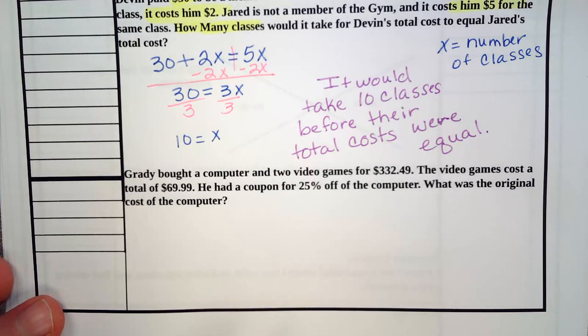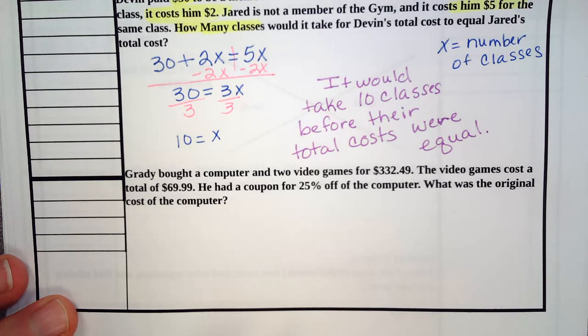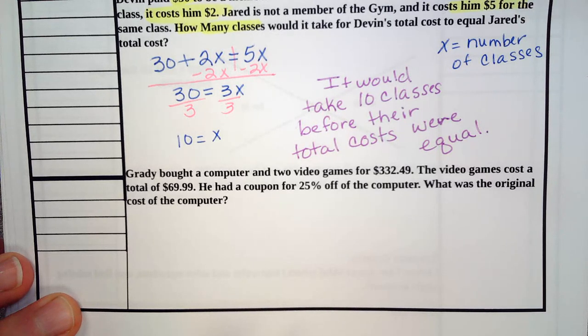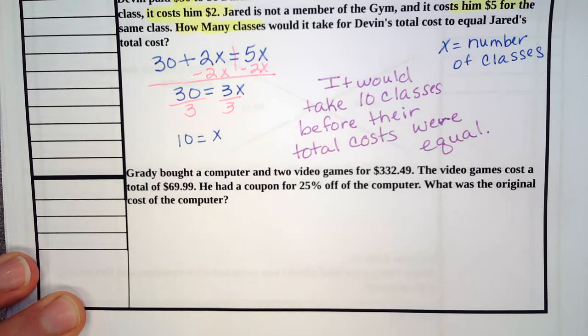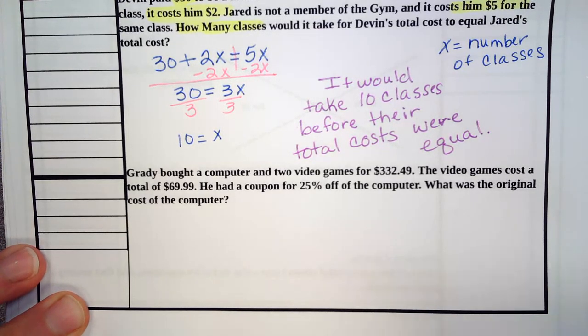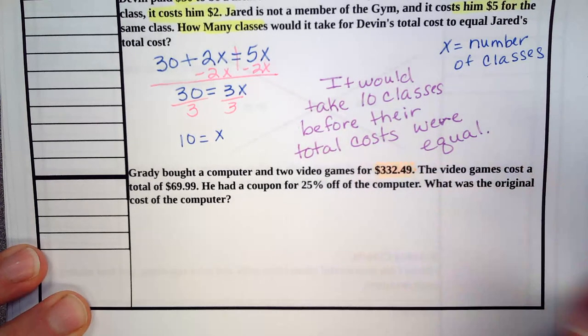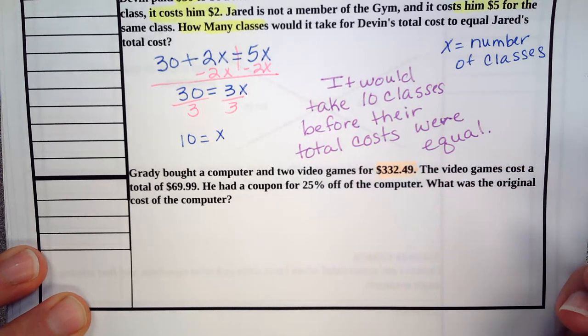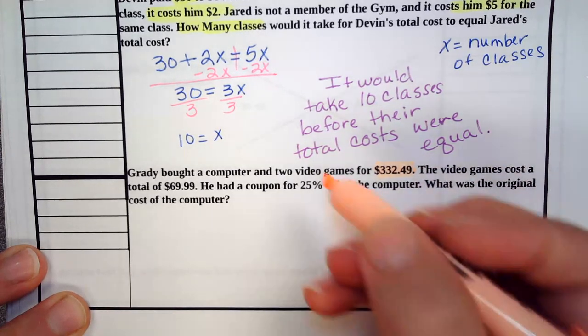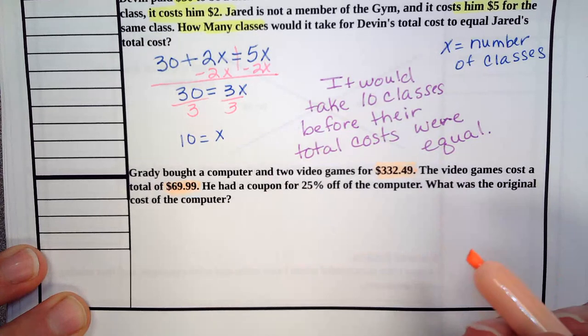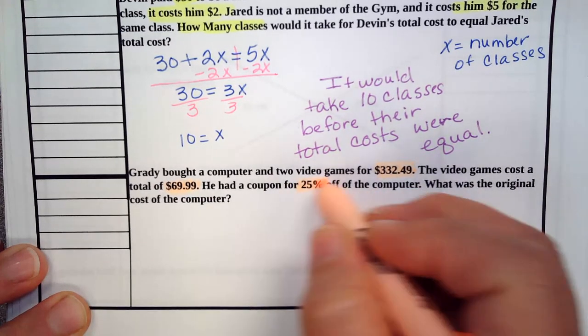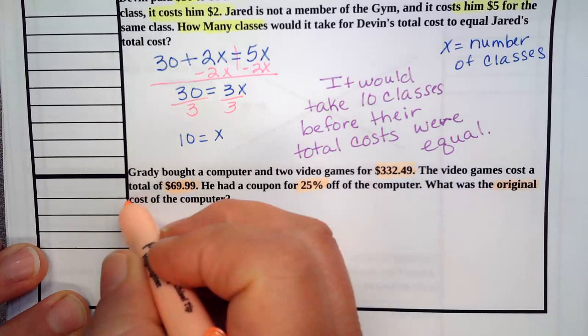Okay, Grady bought a computer and 2 video games for $332.49. The video games cost a total of $69.99. He had a coupon for 25% off the computer. What was the original cost of that computer? Okay, what are the important words here? He bought a computer and 2 video games for a total of $332.49. The video games cost almost $70, and he had a coupon for 25% off. What was the original cost of the computer?